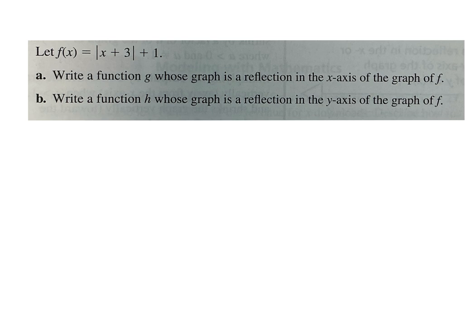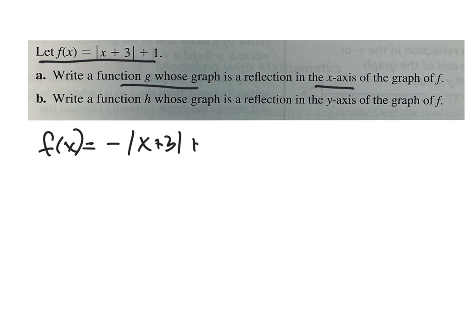Okay. Same kind of example we looked at a second ago, except this is going to be reflection. There's our function, the absolute value of x plus 3, plus 1. Write a function g whose graph is a reflection in the x-axis. Now, if it's the x-axis, remember, the negative goes in the front. So I'm going to put the negative there in the front of the absolute value, and that's it. That's all you got to worry about for reflect across the x. The y is a little bit different. I should have put g right there. I said function g. That's my fault.